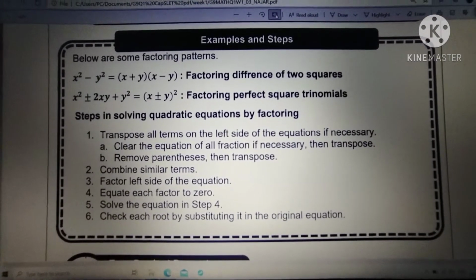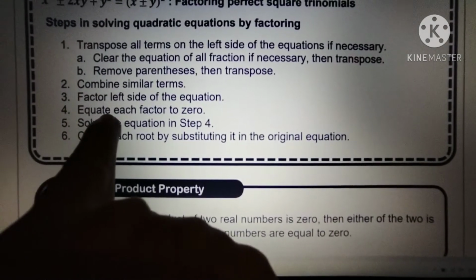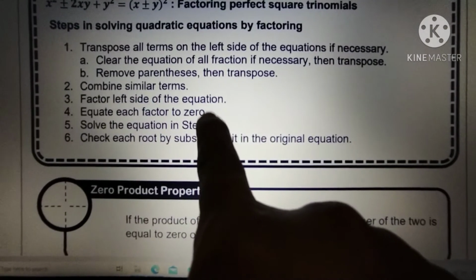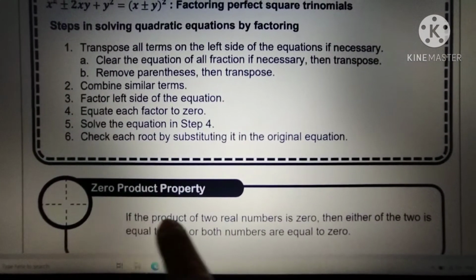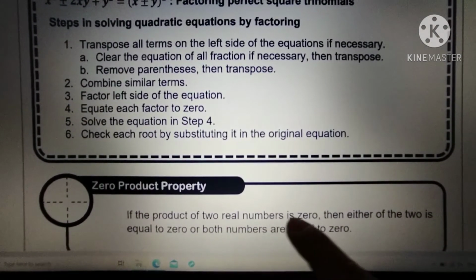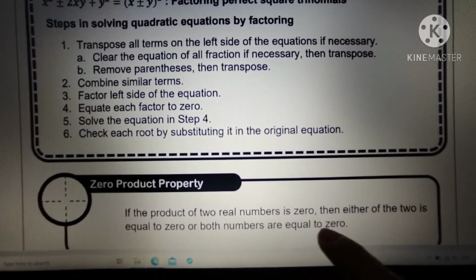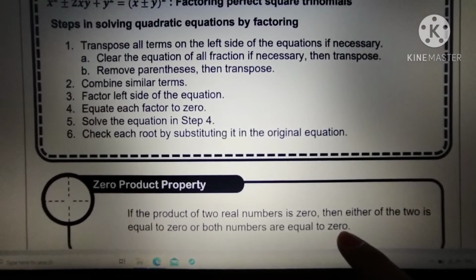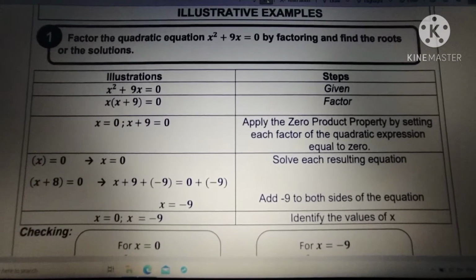On step 4, we equate each factor to 0. How are you going to solve this? That is using the zero product property. If the product of two real numbers is 0, then either of the two is equal to 0 or both numbers are equal to 0. We will see that later in our illustrative examples.